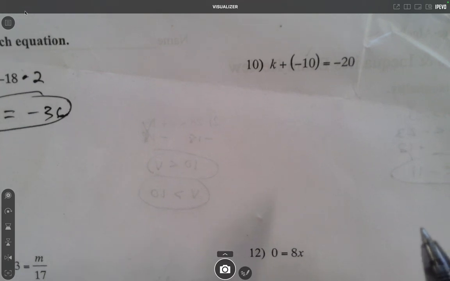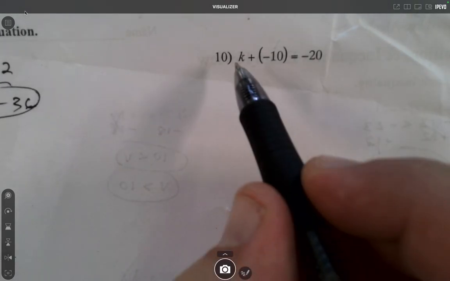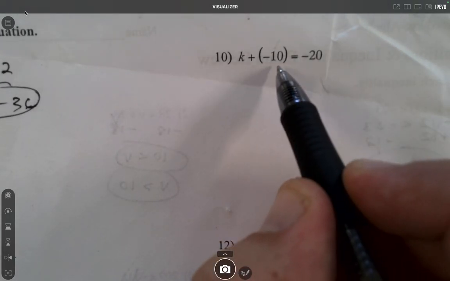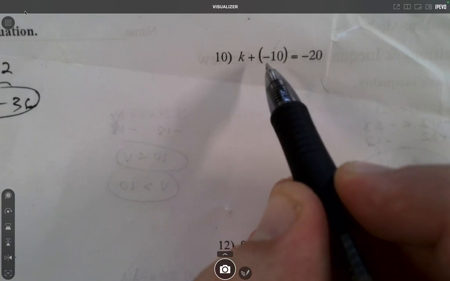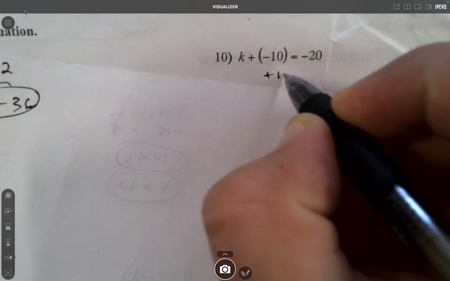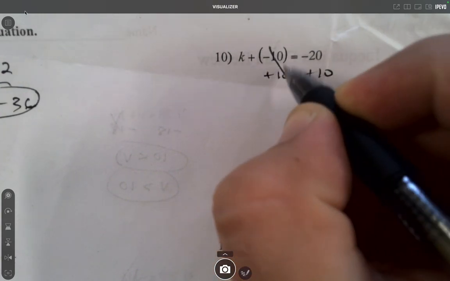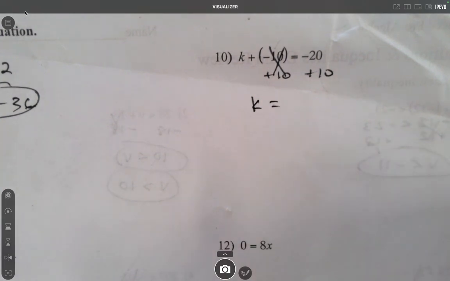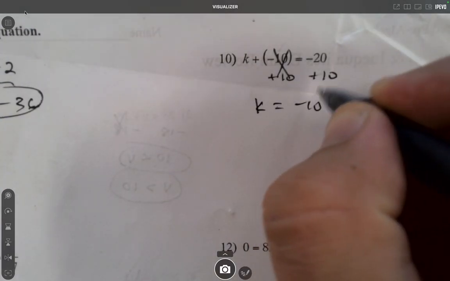Okay, this is similar to, I think, number 1 on the front of the page. K plus a -10. We want to do the opposite of whatever sign is directly in front of that number. So when it's a -10, we want to add 10 to both sides so we can cancel it out. -20 plus 10 is -10.